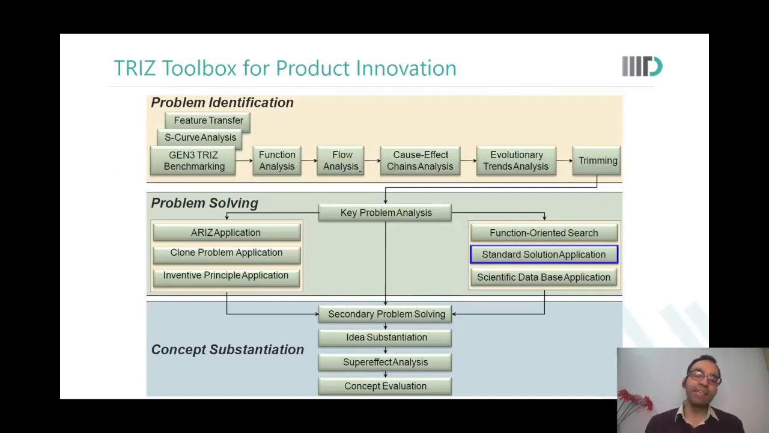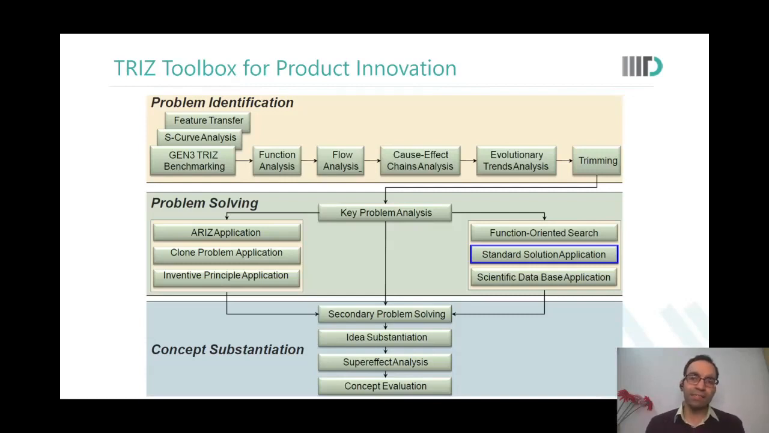Then once we have redefined the problem, once we have reorganized the problem, that is when we come to the next aspect, which is problem solving. Again, as I mentioned, there are different tools that we will use for solving problems over here. For example, we could use the algorithm for inventive problem solving. We could use inventive principles. We could use function-oriented search, and so on.